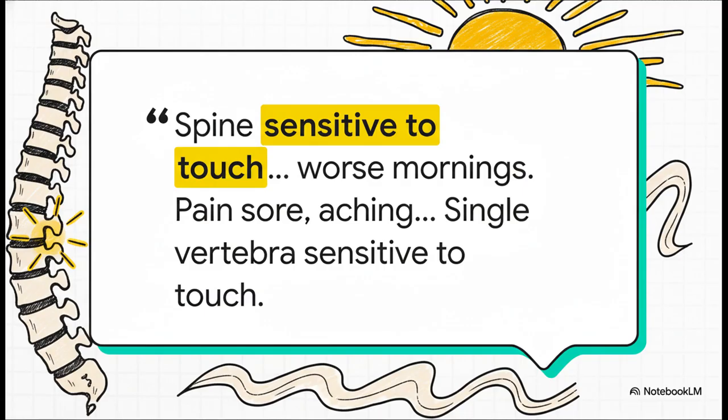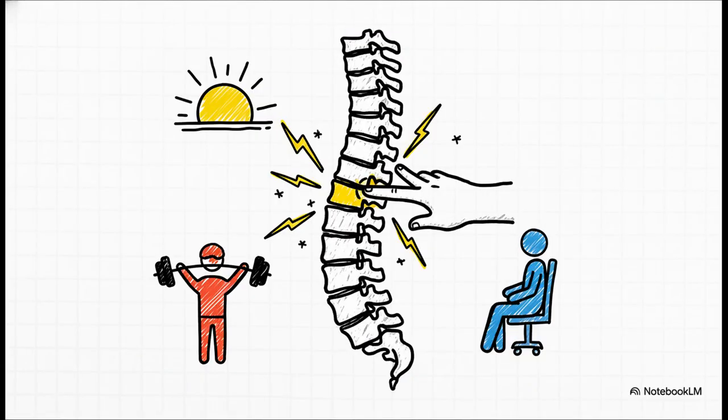Okay, let's look at another one of its core features, the very specific spinal symptoms. The text gives us such a clear picture of the pain's character, its location, and all the factors that make it worse. So what are we seeing here? The spine is super sensitive to touch, and notice how specific it can be, down to even a single vertebra. That's a huge clue. The pain is described as sore and aching, mostly in the lower back. And then you have your modalities, worse in the morning, worse with exertion, and worse while sitting. These are the exact details that pop up in exam questions.